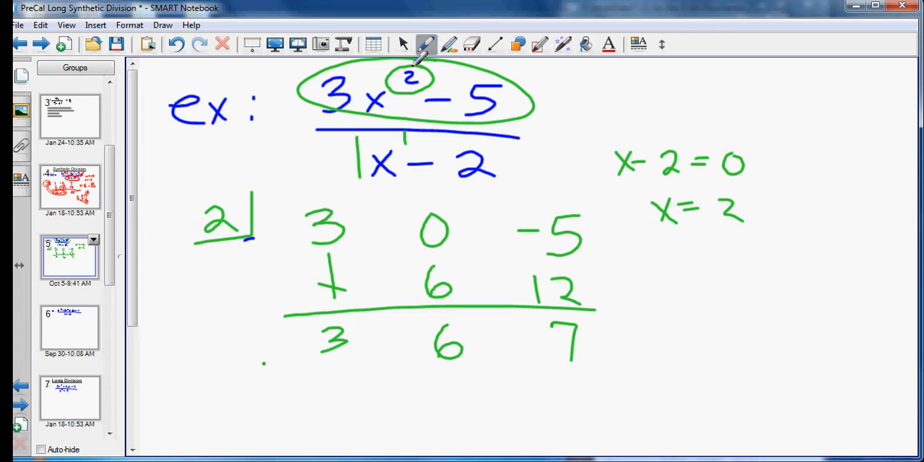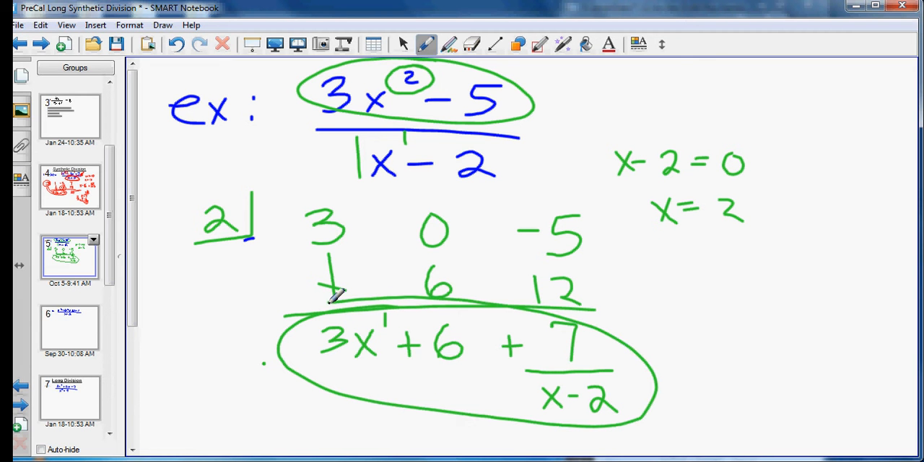So just like before, I make sure I note that I started with a squared, but then I divided by an x, so now I'm down to x to the first. Plus 6 is my constant, plus 7 is my remainder, so I need to put it over top of my original denominator, which is x minus 2. So my final answer is 3x plus 6 plus 7 over x minus 2.